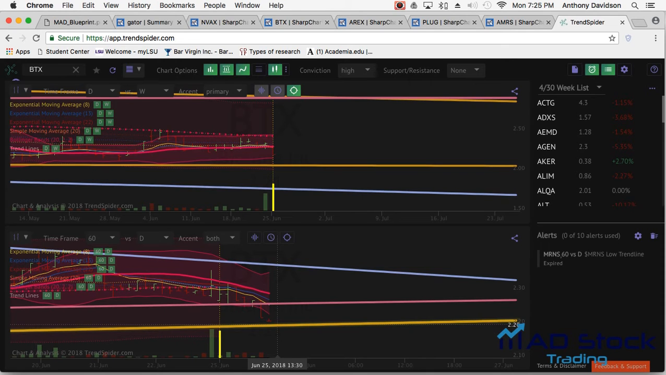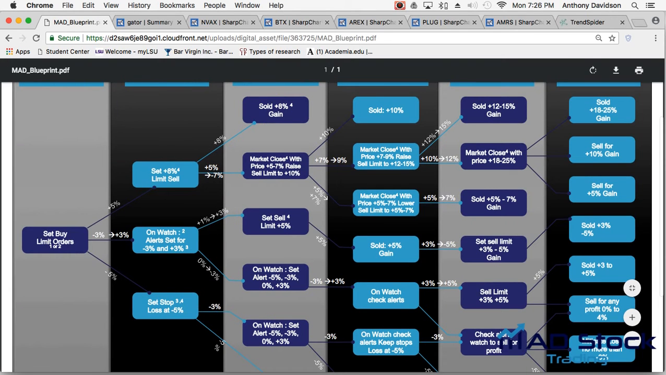So if it goes below 220, which is not right at 5%, then it's not going to be a good sign. Your stop loss will trigger. Go back to the MAD blueprint. We will set a stop loss at -5% on this one.